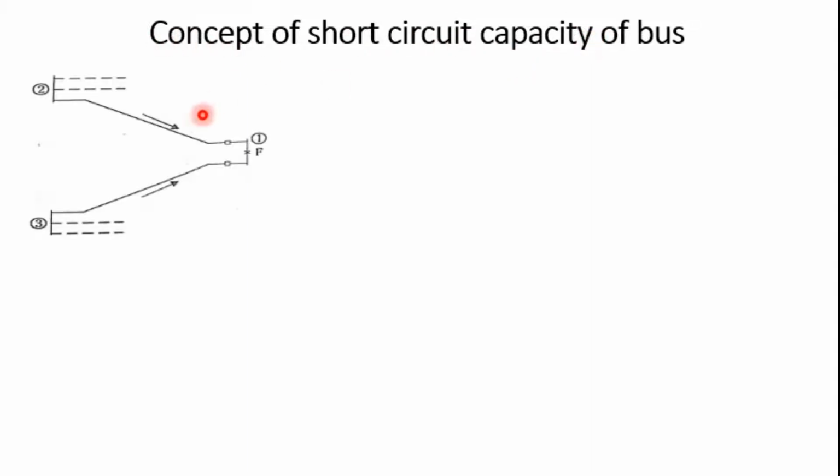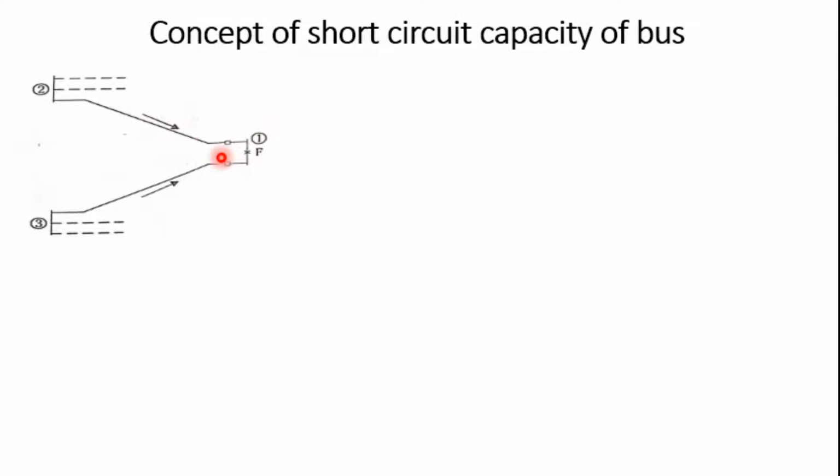Okay, let's discuss the next concept, the concept of short circuit capacity of the bus. Let's consider that there is a 3 bus system, 1, 2 and 3. Let's assume that a symmetrical fault takes place on bus 1. When there is a fault on bus 1, the voltage of the bus, which is considered as 1 per unit, is going to reduce almost to 0.